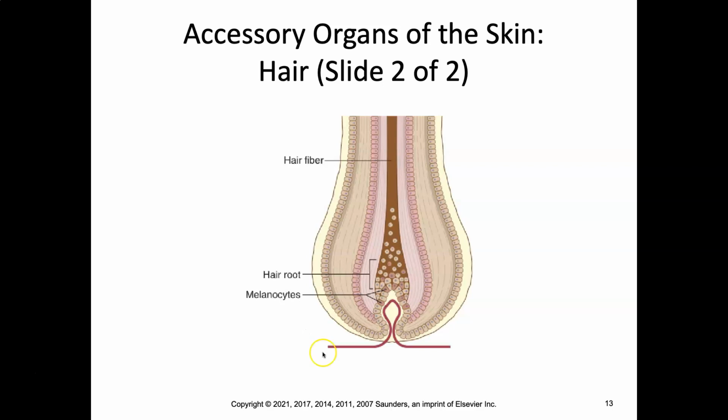And here's the visual I was talking about. As you look here at the bottom, you can see those melanocytes. They're at the base of the hair root, right there, and they determine the hair color. And then you've got the hair fiber coming up here, and this is all within the hair follicle. All right.